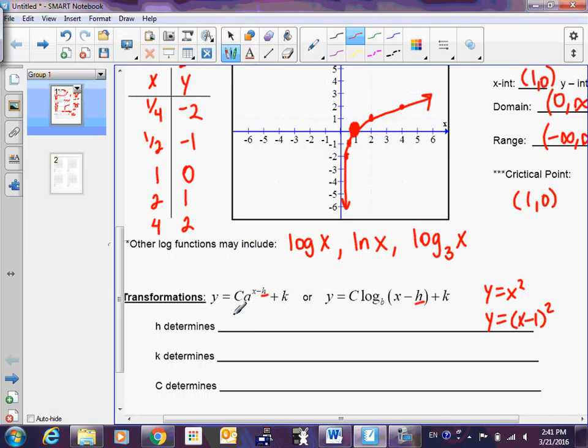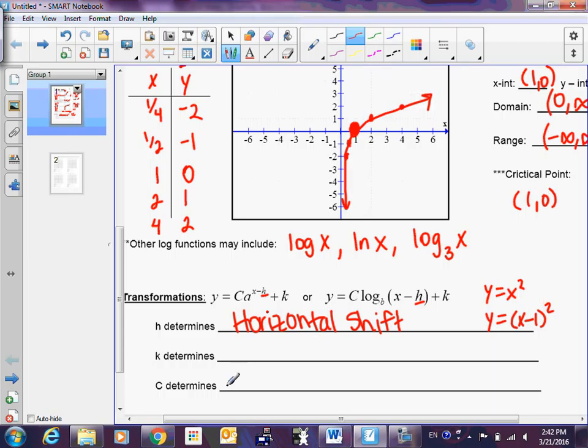Okay, so H determines a horizontal shift. This would be left or right. And remember, that's always opposite of what you'd think. If it's minus a number, that's right. If it's plus a number, that's left.